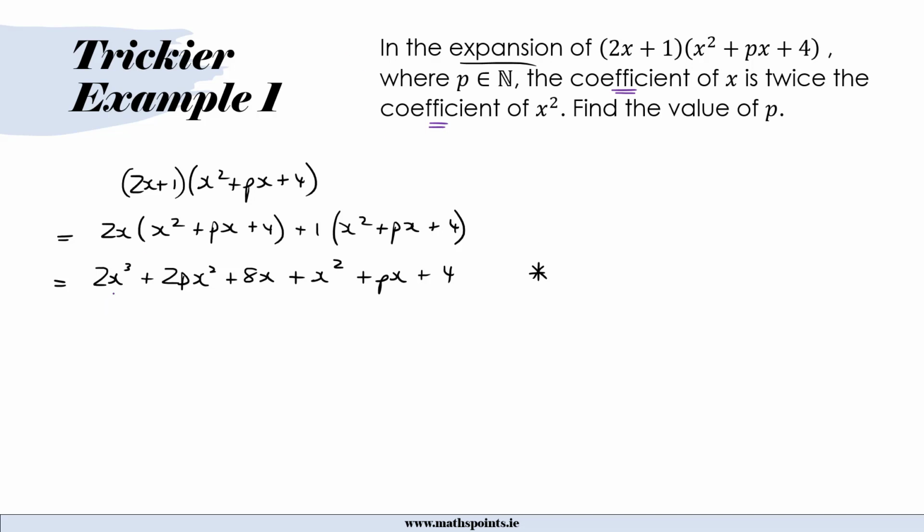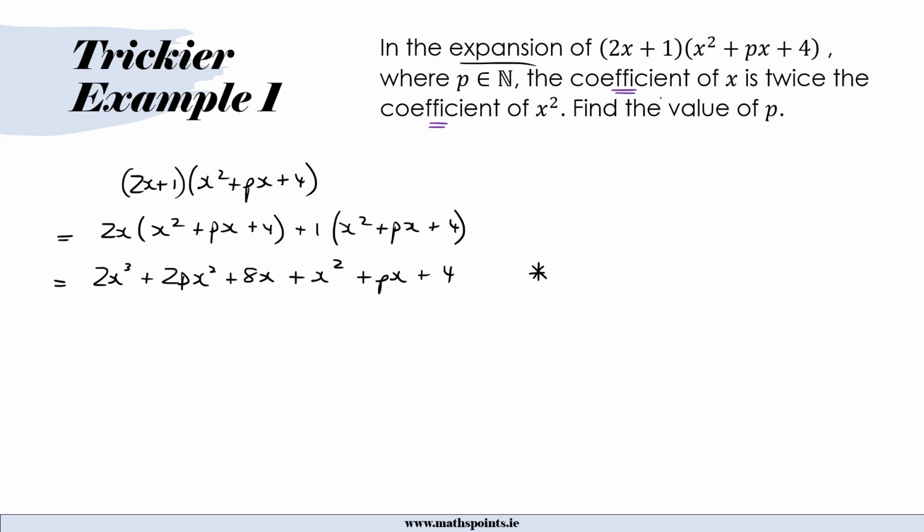Coefficient is the number in front of the variable. The only variable in this question is the x. The p is actually a natural number, it's just that we don't know what that number is. So 2 is a coefficient, 2p is a coefficient, 8 is a coefficient, 1 is a coefficient, p is a coefficient, and then 4 obviously is just a constant.